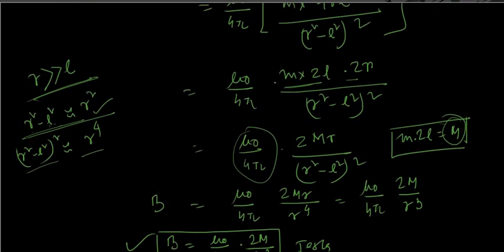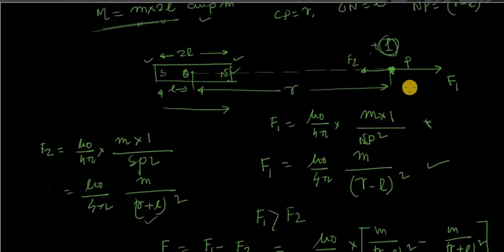Okay, and you can see that this magnetic field is along this side, and your magnetic moment is also along this side. That means your magnetic moment vector and your magnetic field are in the same direction if the point lies on the axis of the magnetic dipole.